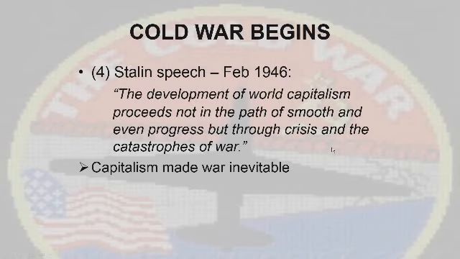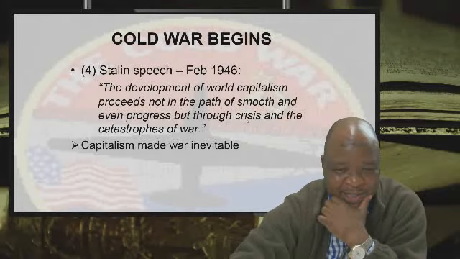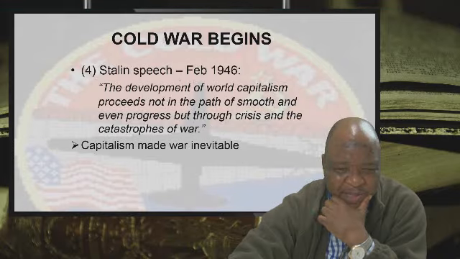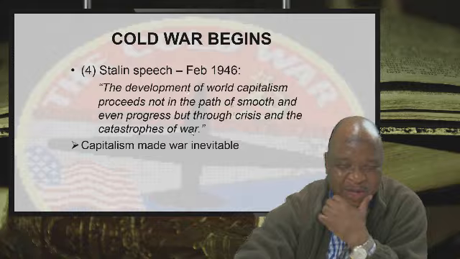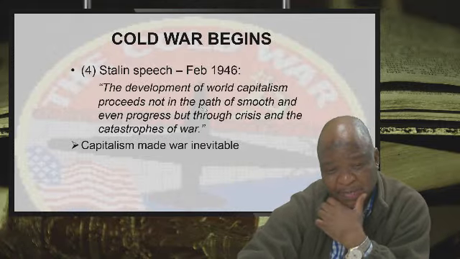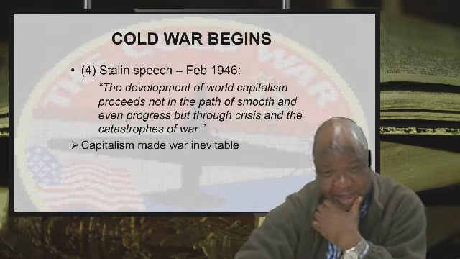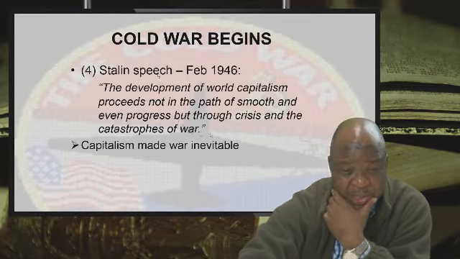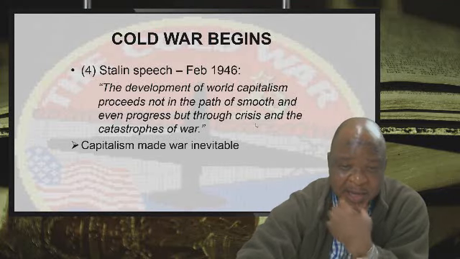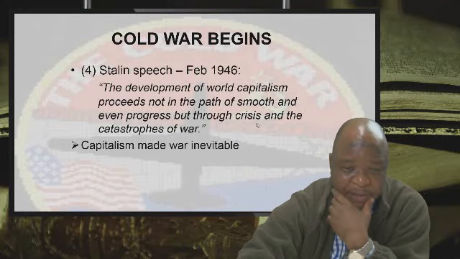And then this is the speech that really can be seen as Stalin's response, to say the development of world capitalism proceeds not in the path of smooth and even progress, but through crisis and catastrophes of war. This was a take on capitalism, to say capitalism flourishes where there have been problems, there has been crisis, because this exactly happened after the Second World War. Those countries that were attracted to capitalism, it was because of the assistance that they were given. And Stalin is saying this is exactly what capitalism is. It takes advantage of the weaknesses of people, provides them with assistance, and wins them over.